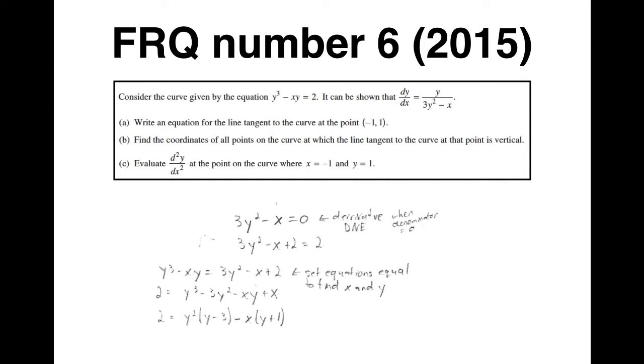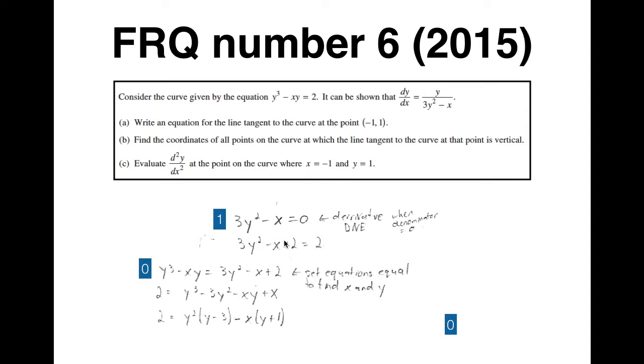Second student. The second student also realizes that the denominator has to be 0 if there's a vertical tangent. So 3y squared minus x equals 0, that's 1 point. Now after that, the student does something a little bizarre, and I'm pretty sure this is the only point the student earns. I'll just talk about that, it happens sometimes.